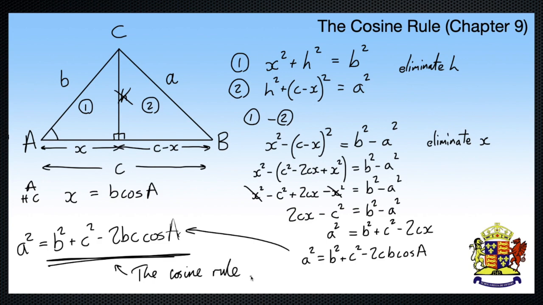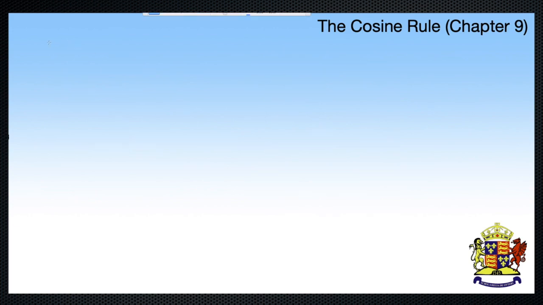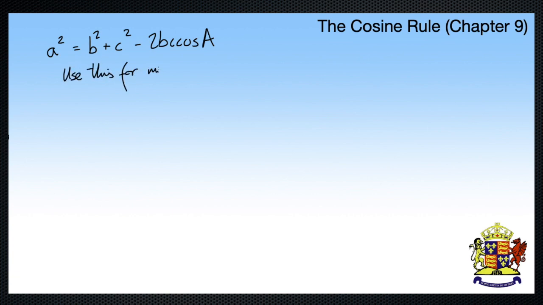Some of you will know it already, but that is the derivation for it, and you need to know it. So we have the cosine rule. After a very short amount of time, this will be ingrained into your head, and you will not forget it. This helps us find a missing side. So we use this for a missing side.